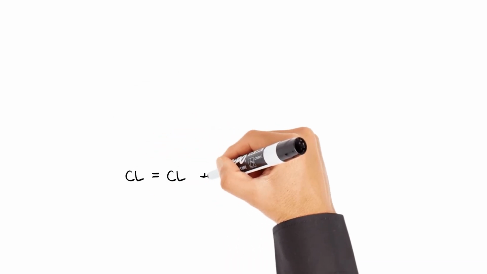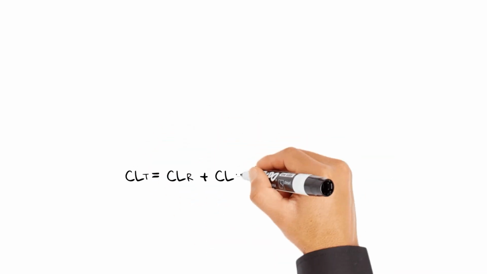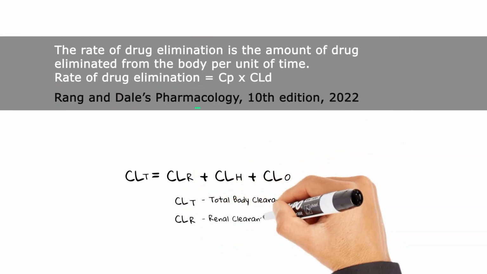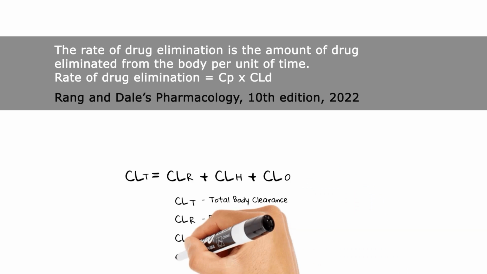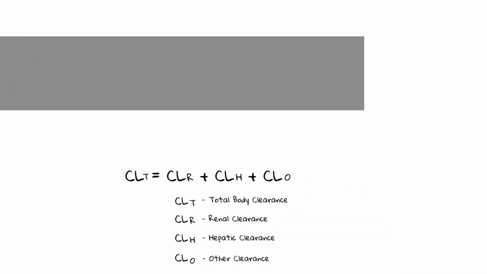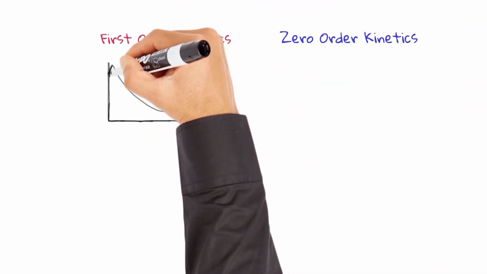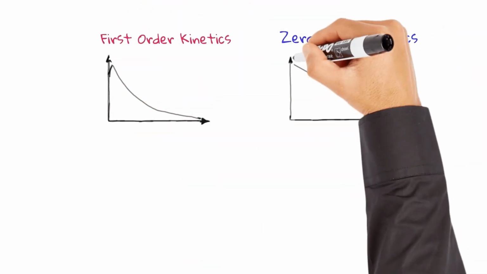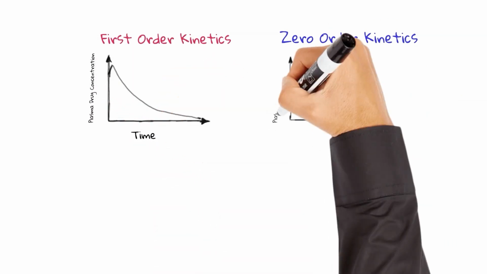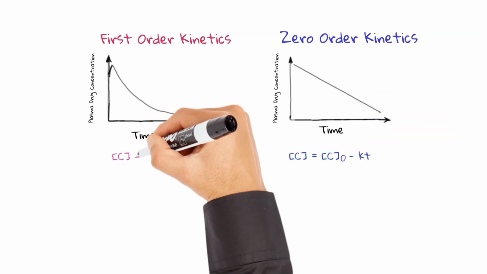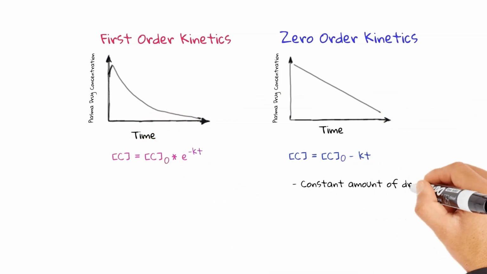Total body clearance is the sum of renal clearance, hepatic clearance, and clearance by any other routes. The drug elimination rate is the amount of drug eliminated from the body per unit of time. In zero-order kinetics, the drug elimination rate is constant and clearance is variable. In zero-order elimination kinetics, the rate of drug elimination is independent of its plasma concentration.